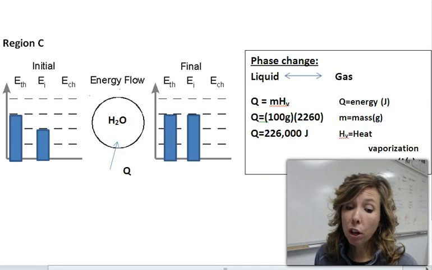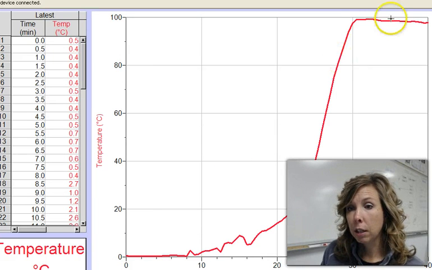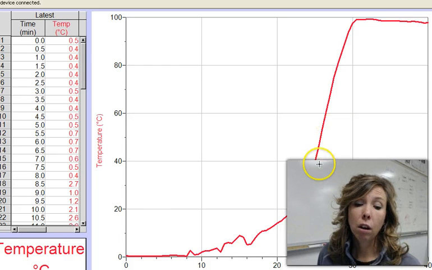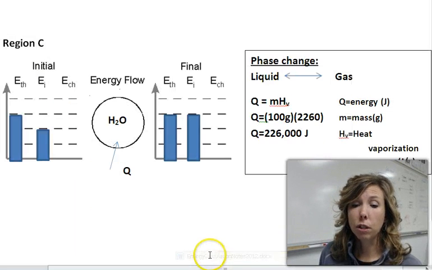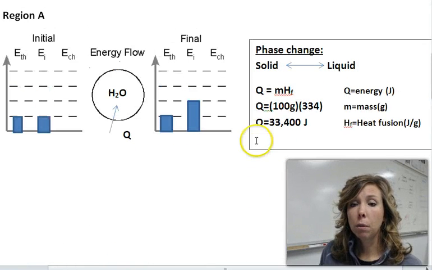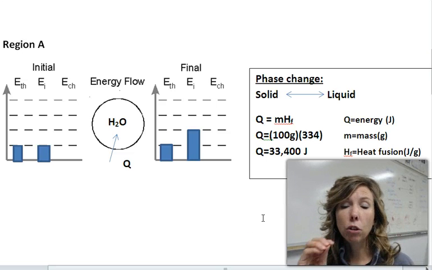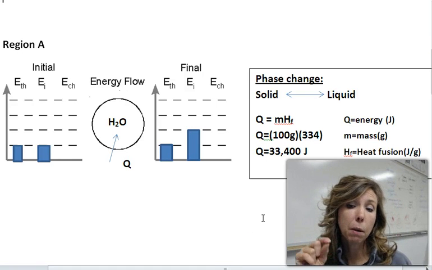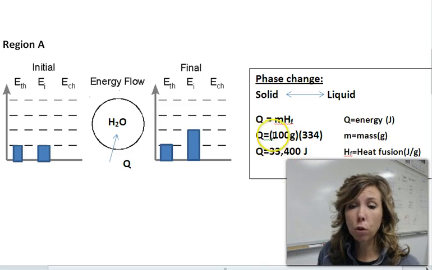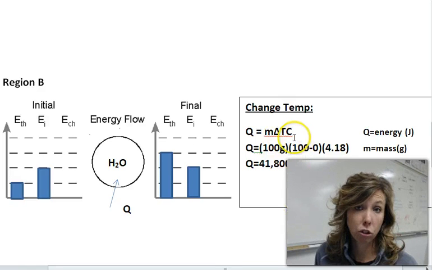So if our question then was, what's the total energy from the hot plate from here to here, all we would have to do is add up those 3 numbers that we just calculated from those 3 regions to get our total. This number plus this number plus this number. So these are examples of all the different things that might happen. Sometimes you might have problems where maybe you know the energy and you have to work backwards and find the mass, perhaps, or find the change in temperature that occurred if it was a change in temperature problem.